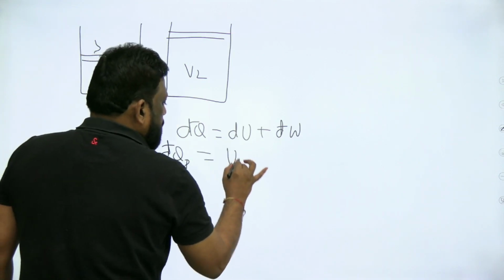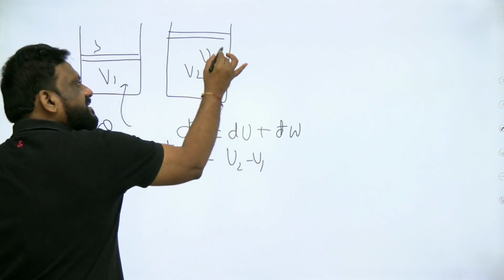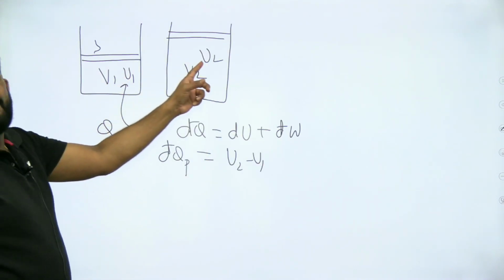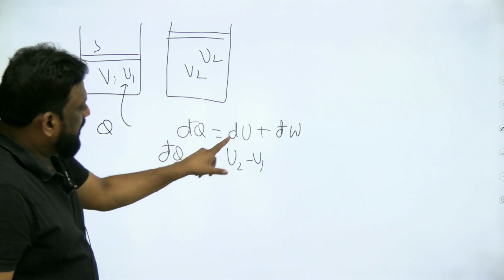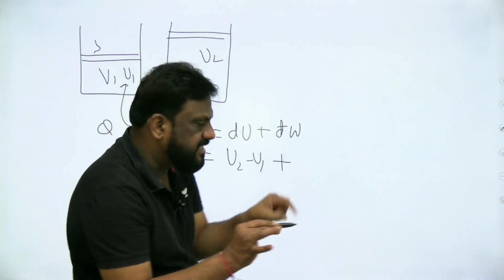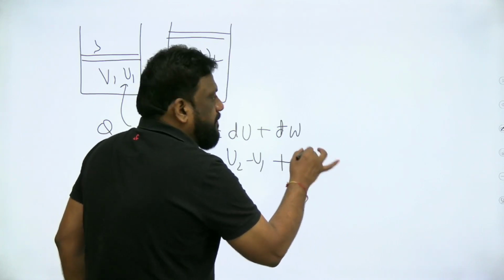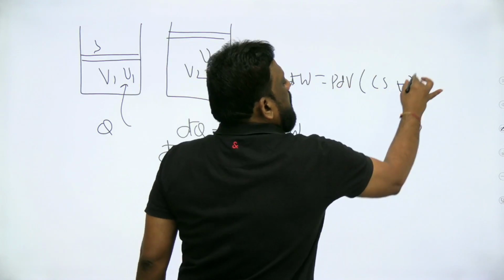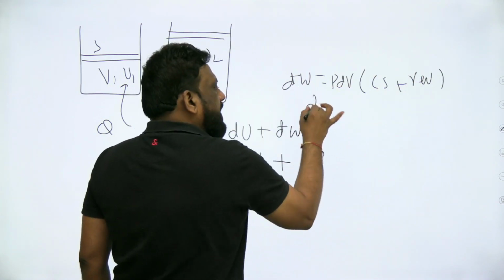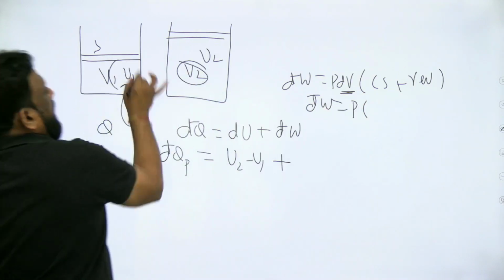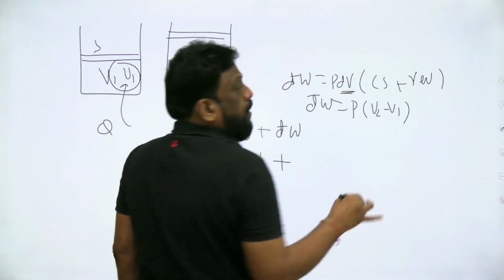So dU is U2 minus U1. U2 is this internal energy, U1 is this internal energy. As it is a property, it has that value at a particular state. So final minus initial, plus work. Reversible closed system, and moreover constant pressure. Work is given by PdV for a closed system undergoing a reversible process. So now here work is given by P, P is constant. What is the change in volume? V2 minus V1. Why is the volume changing? Because you are supplying heat.